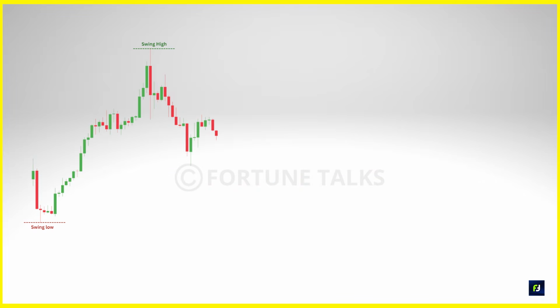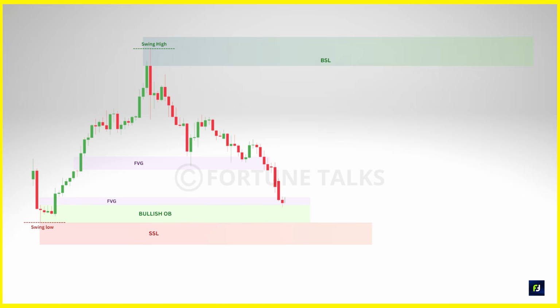Here also, the market structure is bullish. In this situation, I have already marked the external liquidity pools near the swing highs and lows. I have also highlighted the fair value gap and order block. Let's see what the price does. The market started retracing lower and it filled the imbalance. But instead of reversing from the fair value gap, the price pushed lower. It is hoping to find liquidity elsewhere.